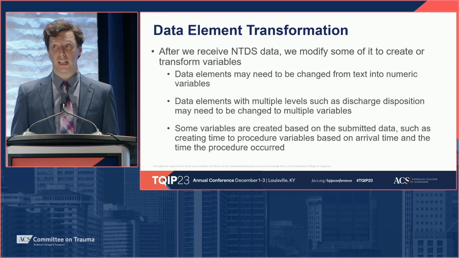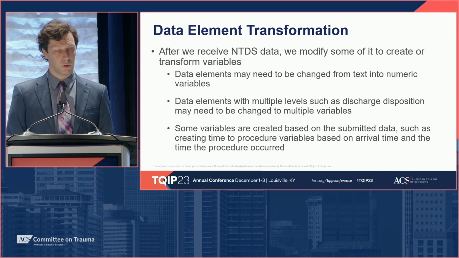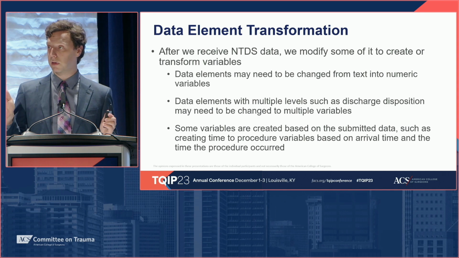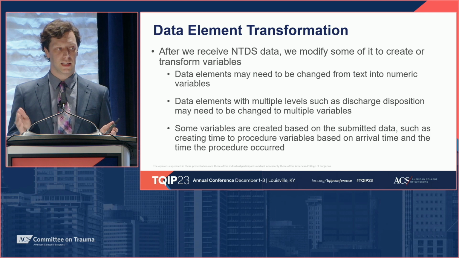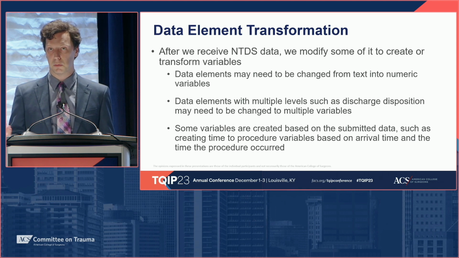We also have to create some of our own variables. One area where we do this a lot is our time to procedure variables. So for instance, we know the time a patient arrived at your facility. We know the time a patient had their first angiography at your facility. The difference between those we use to create a time to angiography variable. We do this for a variety of procedures where we want to know how quickly they're happening at your center.